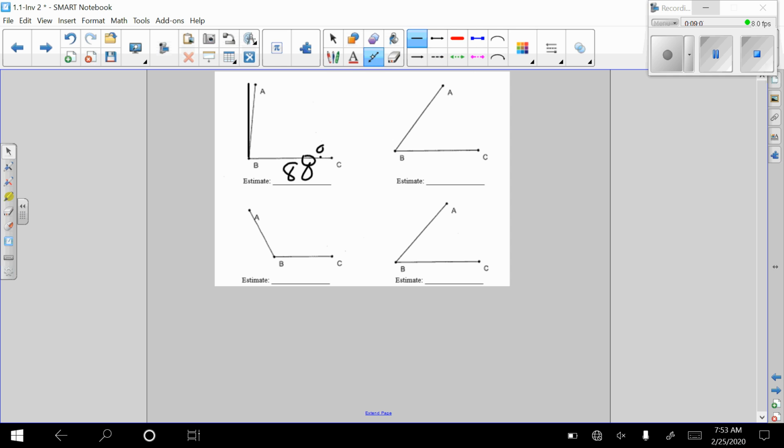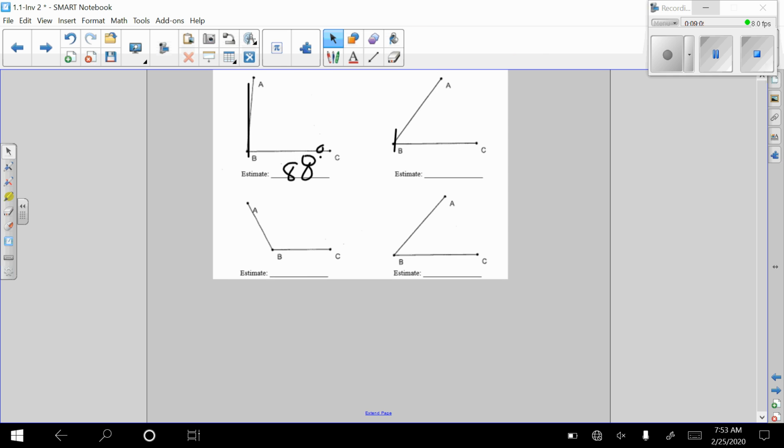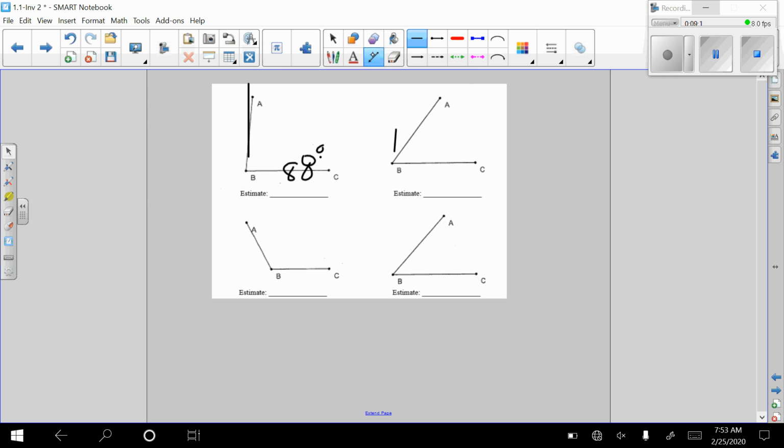For the next one, again, my benchmark goes straight up for my 90-degree angle. There it is. Let's get that line moved a little bit better for us. And decide, okay, what do we think? Are we halfway? Are we a little bit more than halfway? I think we're a little bit more than halfway. So maybe we're another 10 degrees. So maybe we're at 55 degrees. Remember, estimations are not exact. So we are trying to determine using benchmarks, where do we think we are?